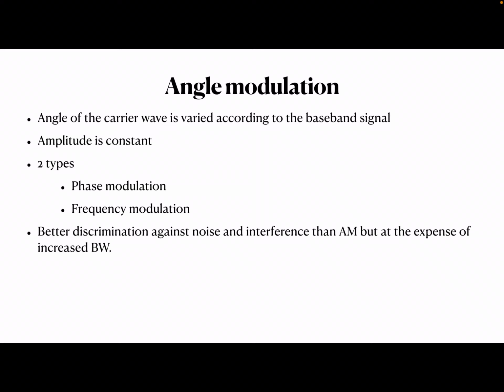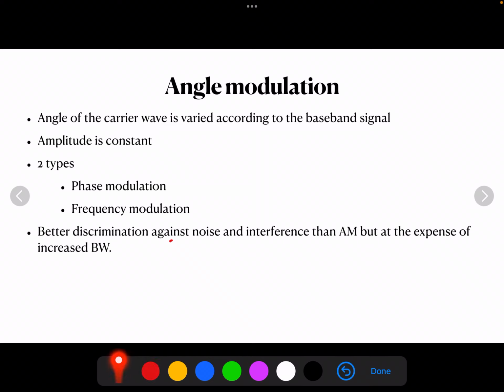In amplitude modulation, we varied the amplitude of a sinusoidal carrier wave in accordance with the baseband signal. This is the second family of continuous wave modulation systems, namely angle modulation. Here the amplitude is constant, and there are two types of angle modulation: one is phase modulation and the other is frequency modulation. In angle modulation, the angle of the carrier wave is varied in accordance with the baseband signal, and the amplitude of the carrier wave is maintained constant.